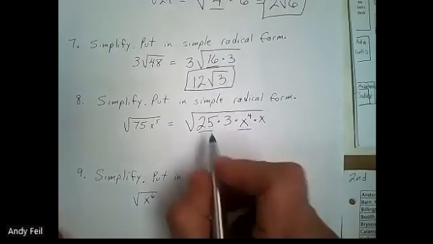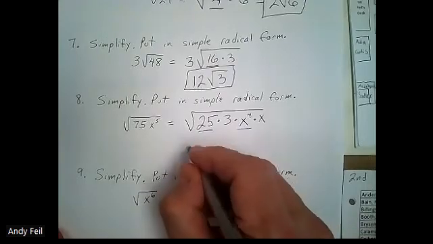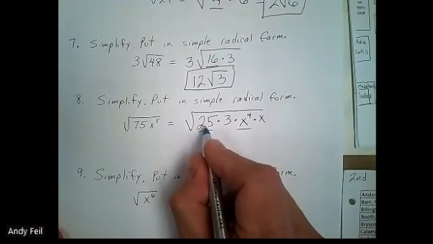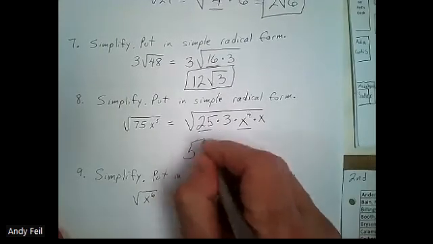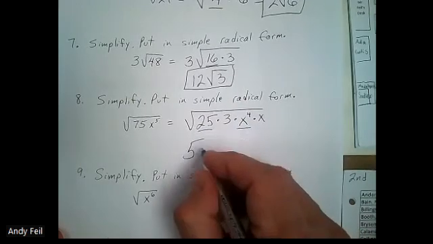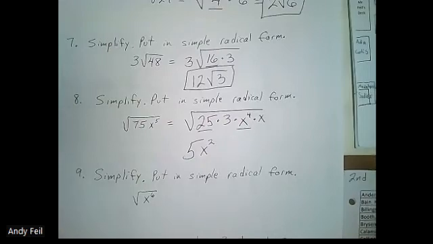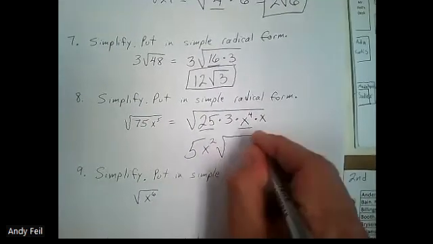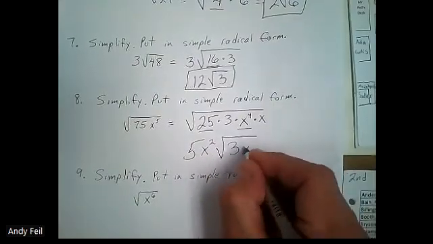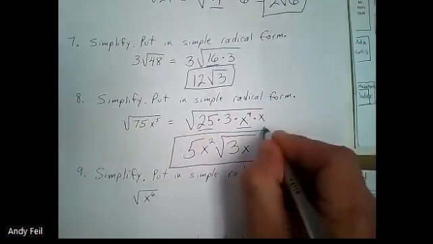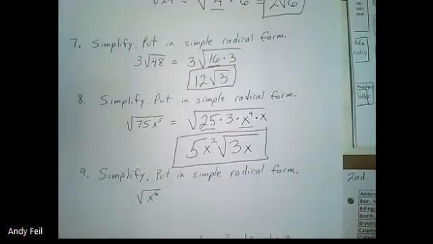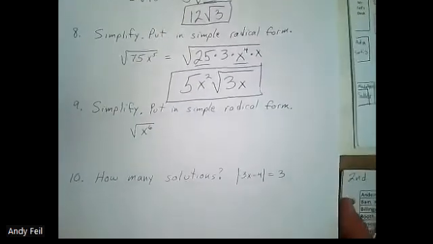All right. When these two things come out, what do they look like? That's 5. And what's the square root of that? X to the 2nd. Yes, x to the 2nd. Because x to the 2nd times x to the 2nd is x to the 4th. And the two things that are not perfect stay on the inside. Number 9.